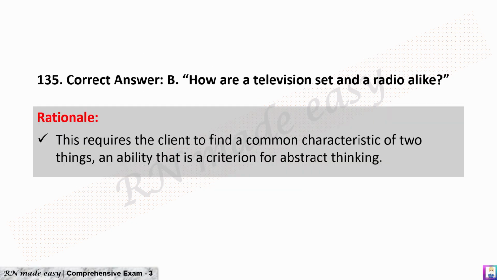The correct answer, B. How are a television set and a radio alike? Rationale. This requires the client to find a common characteristic of two things, an ability that is a criterion for abstract thinking.